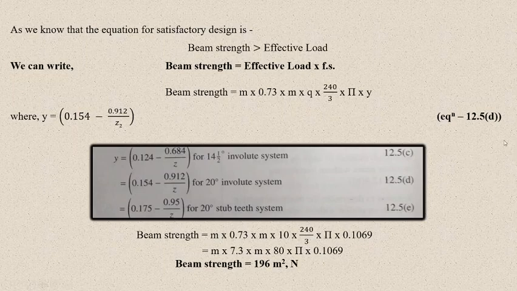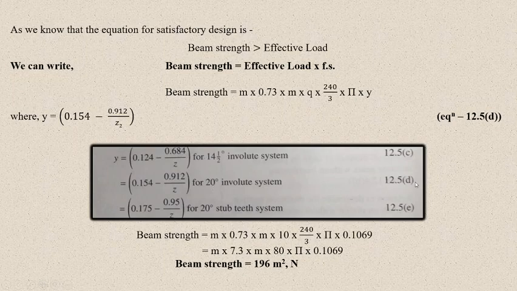First is beam strength. Beam strength is equal to m b sigma b pi into y. M, which we have to find out, b is a face width and b is equal to 0.73 d1, and d1 is equal to module into diameter quotient. Now sigma b is equal to 240 upon 3. 240 is the ultimate tensile strength of worm gear. Pi into y. Y is the Lewis form factor, and we can calculate it by using the equation 12.5d in the design data handbook.